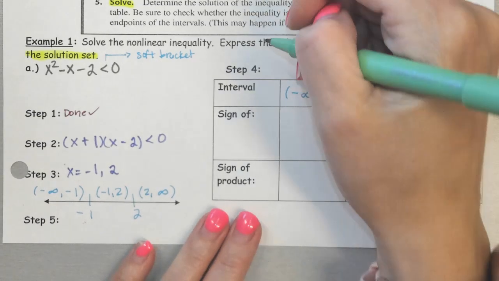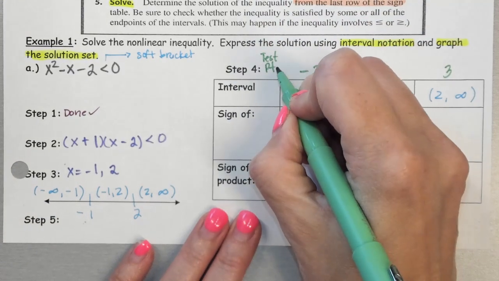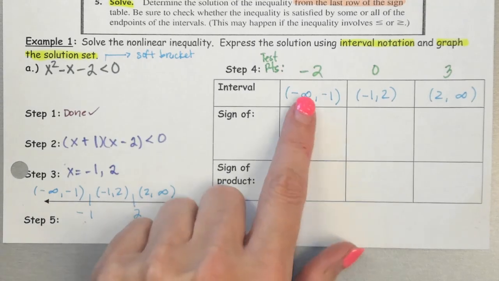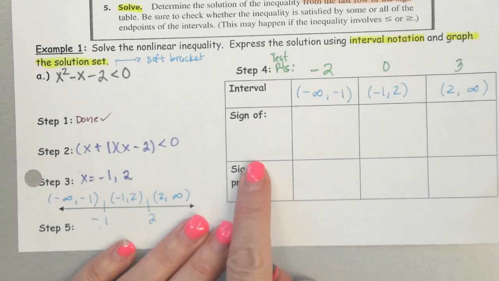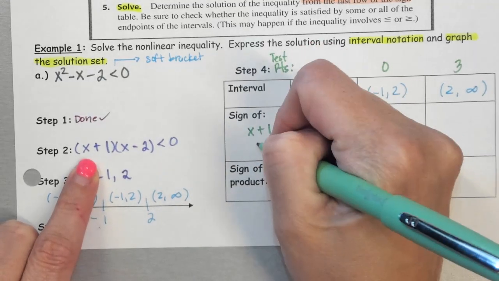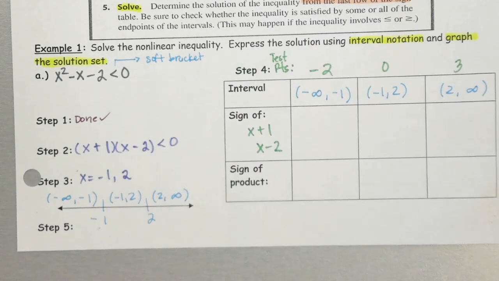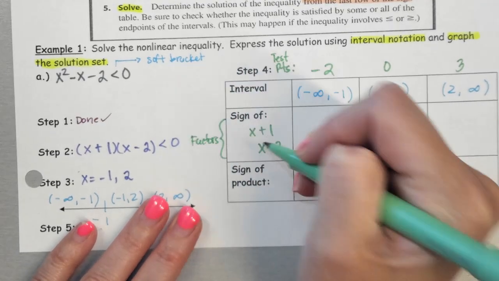Okay, so it said to choose a test point. That's what we're doing. Okay, these are our test points. They have to be in each of those intervals. Now what you do is you plug those test points into each factor. So the factors here are x plus 1 and x minus 2. Okay, that's what we call the factors. That's what we're going to put here.